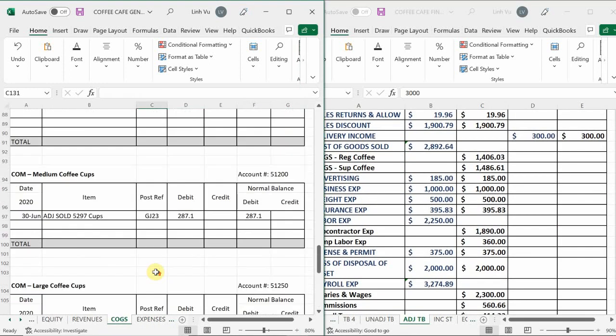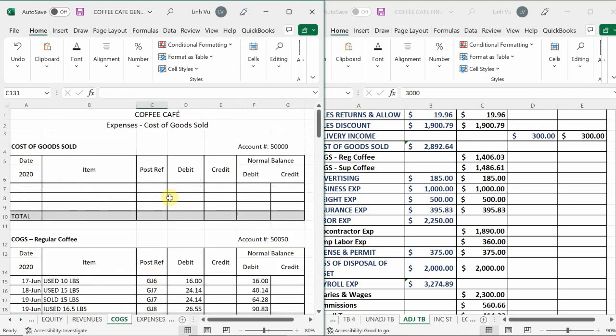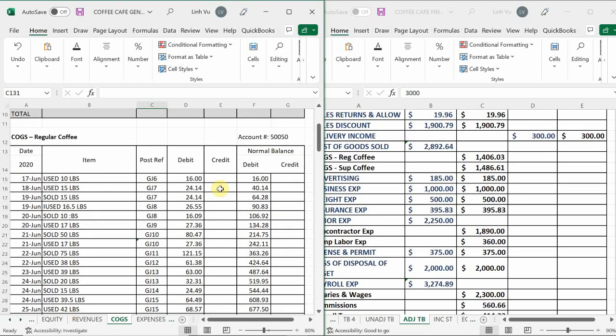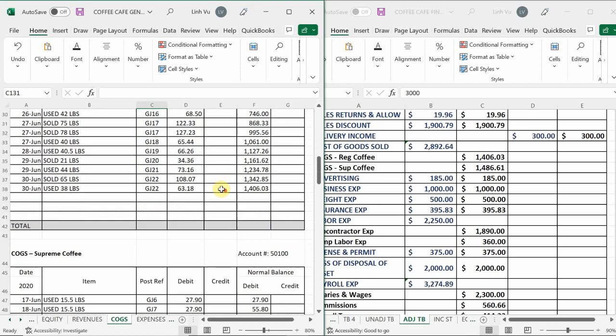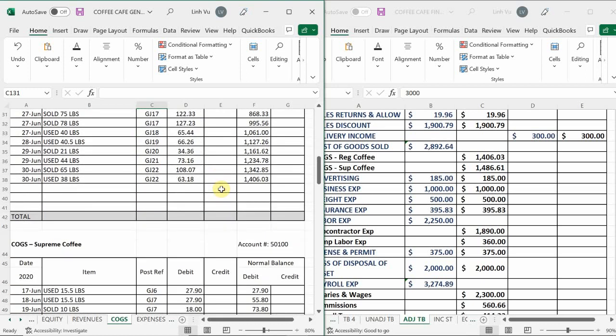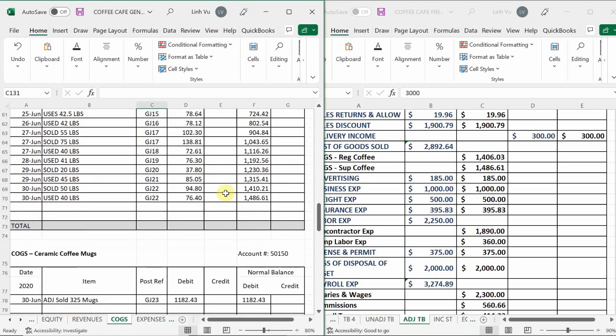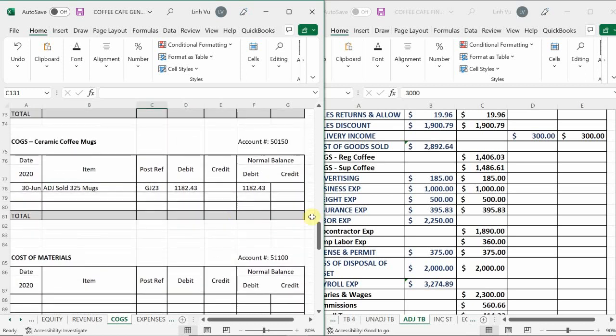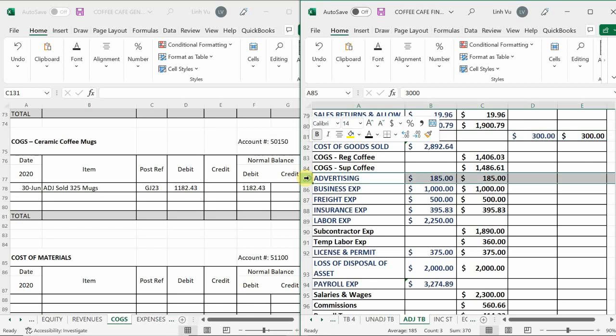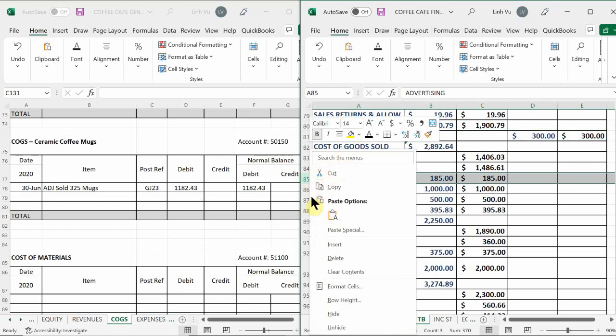Next one we have here is the cost of goods sold. So we have to include the cost of goods sold for our ceramic coffee mugs. So in this case, my regular should still be at $14.06. Okay, and my supreme should still be at $14.86. However, we need to also include as part of the cost of goods sold the cost of goods sold for the ceramic coffee mugs.